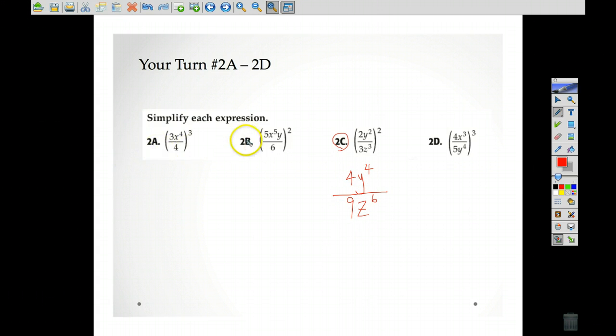Go ahead and do 2a, 2b, and 2d. Make sure you write the answer for 2c as well, and then come back when you're done.